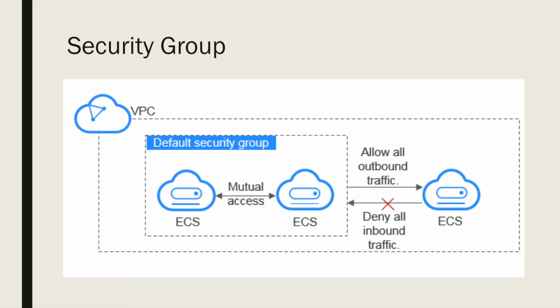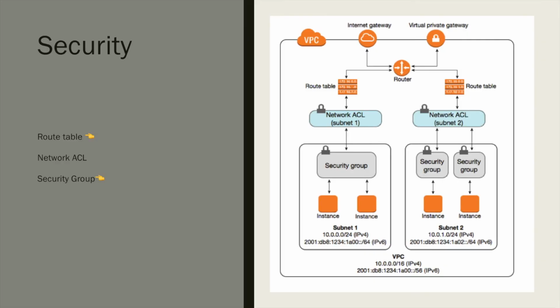For each security group, the default rule is to allow all outbound traffic, but deny all inbound traffic. Usually, when you start a new resource, you need to set this security group to make it accessible from the other resources. Security is very important for the VPC.